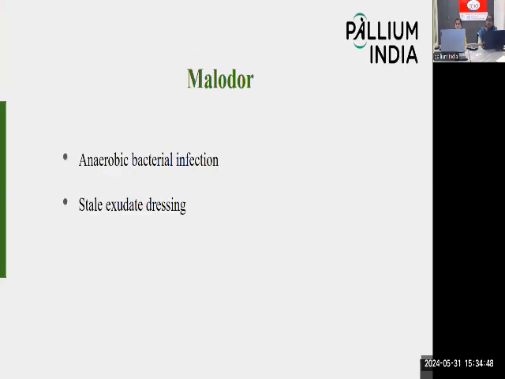So coming to the malodor management, I already said these are the two causes. Anaerobic bacterial infection of the stale devitalized necrotic tissues in the wound, because due to that anaerobic bacterial infection there. So this is one of the causes of malodor, and the other one is soaked exudate dressings.